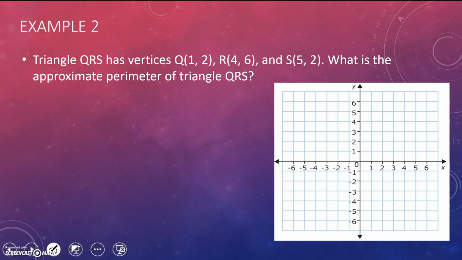All right, on to the next one here. I'm giving you coordinates. So now we're doing everything on a coordinate plane. And we have 3 vertices. We got one at 1, 2. So let's go ahead and graph that. We're going to go over 1 on the x-axis and up 2 on the y-axis. And I get that point right there.